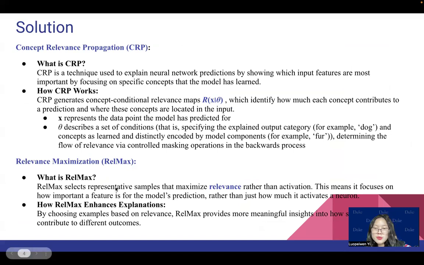So the main contribution of this paper is the development of CRP and RelMax, two methods that enhance explainable AI by combining local and global perspectives. The CRP is a technique used to explain neural network predictions by showing which input features are most important by focusing on specific concepts that the model has learned. It generates concept conditional relevance maps, which identify how much each concept contributes to a prediction and where these concepts are located in the input. The RelMax selects samples as representation that maximize relevance rather than activation.